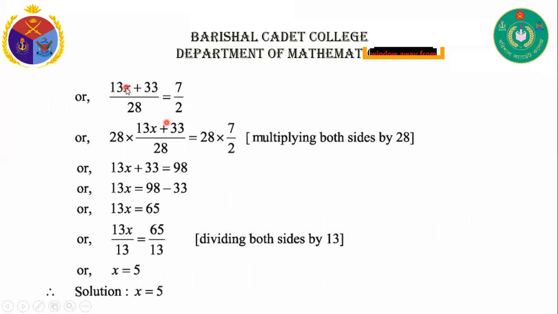After simplifying we get 13x plus 33 divided by 28 equal to 7 by 2. Cross multiplying, taking 28 multiplied on both sides, we get 13x plus 33 equal to 98, that is 13x equal to 98 minus 33, that is 13x equal to 65. Dividing both sides by 13, we get x equal to 5. So our solution is x equal to 5.